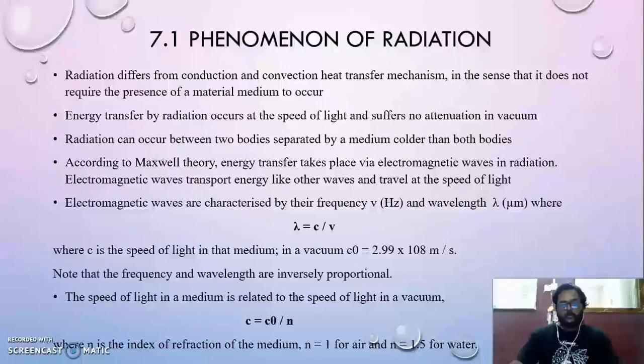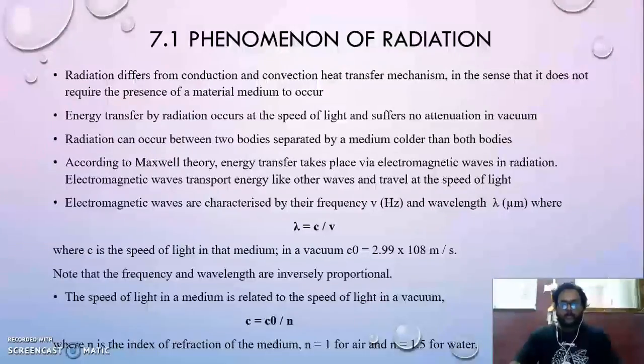According to Maxwell's theory, energy transfer takes place via electromagnetic waves in radiation. This electromagnetic wave transports energy like other waves and travels at the speed of light. As you can see here, we have a formula: lambda is equal to C over v, whereby lambda is the wavelength, C is the speed of light, and v is the frequency. v is calculated in hertz, lambda in μm.